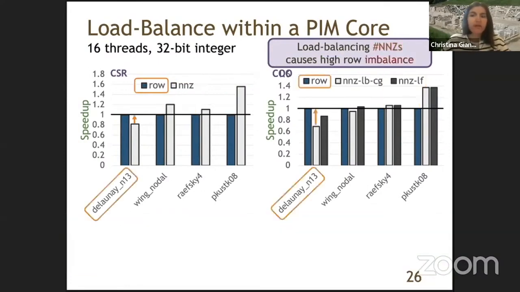However, we find that in a particular matrix, the Delaunay matrix, load balancing the number of non-zero elements creates high row imbalance among the threads of a PIM core, because only one single thread processes a significantly higher number of rows compared to all the remaining 15 threads.